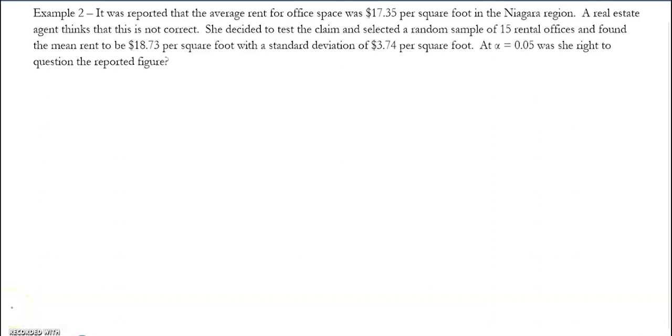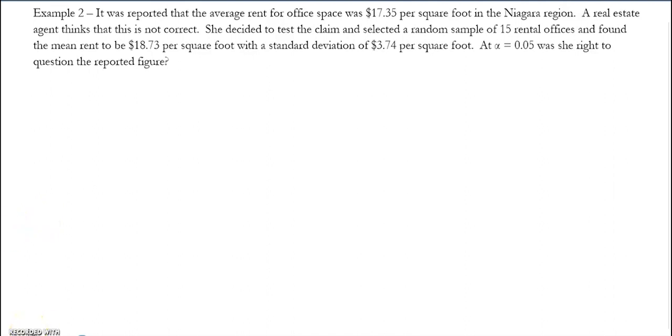In this example, it says it was reported that the average rent for office space was $17.35 per square foot in the Niagara region. A real estate agent thinks that this is not correct. She decided to test the claim and selected a random sample of 15 rental offices and found the mean rent to be $18.73 per square foot, with a standard deviation of $3.74 per square foot. At alpha equal 0.05, was she right to question a reported figure?